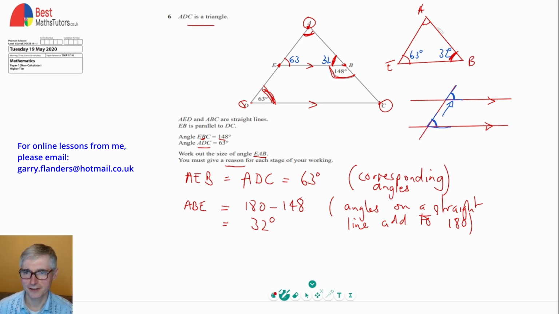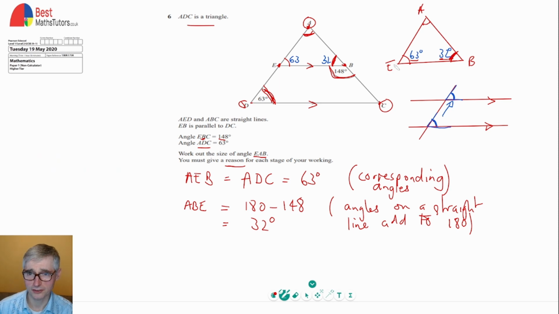So I can actually just add the 63 and the 32 together and take them away from 180, and that will actually give me EAB. EAB, the one we're looking for, is equal to 180 minus those two added. So I'm going to just put those in a bracket. 63 plus 32. I'll put the reason in a bracket at the end. So that one is just angles in a triangle add up to 180.